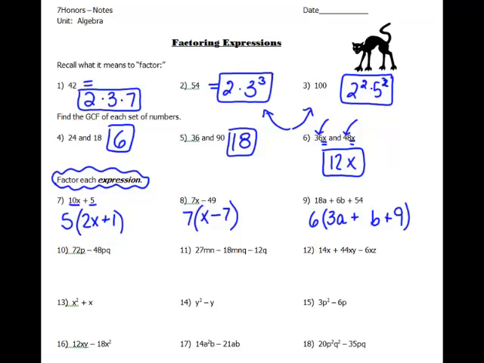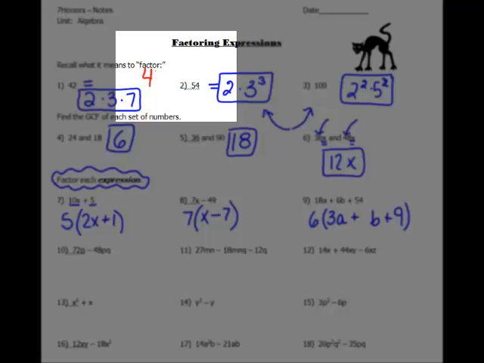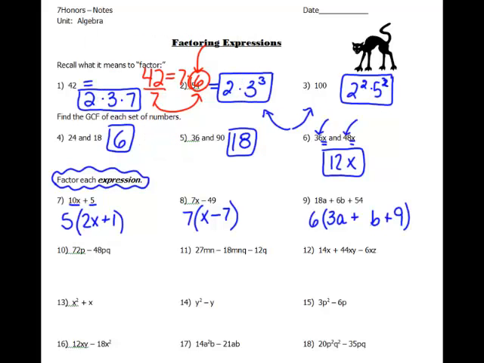Now if you think about that, what I'm really doing, if I think of one factor of 42, let's say I know 7 goes into 42. Then to get the other factor that's missing, I'm really dividing 42 by 7, and that gives me this factor of 6. So in an expression like number 9, what I'm really doing there is dividing the 18a plus 6b plus 54 by 6. And when I do that, I get 3a plus b plus 9. Factoring and division kind of go hand in hand.